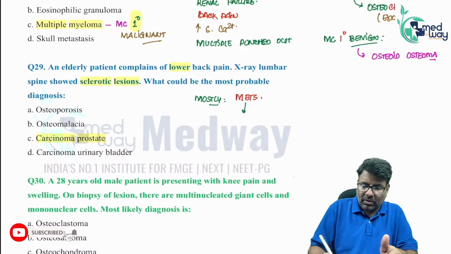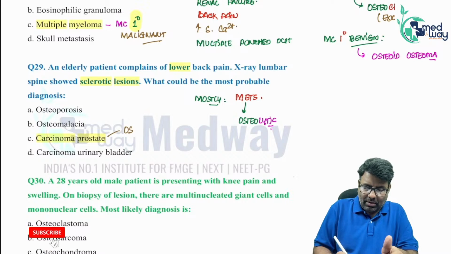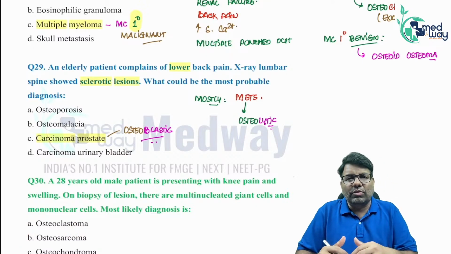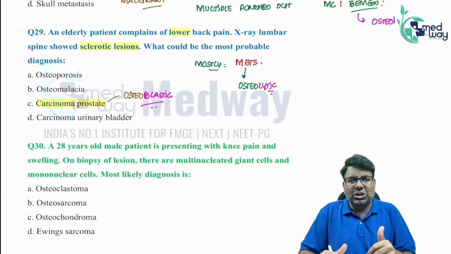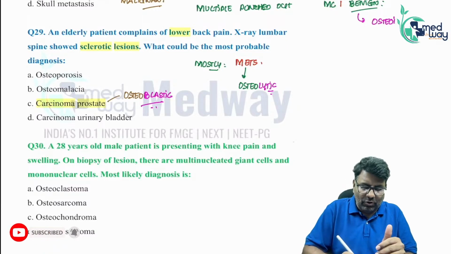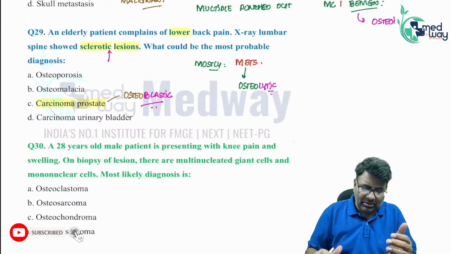Metastasis is lytic. But in carcinoma prostate, it is osteoblastic. It is forming new bone, osteoblastic. So one very unique fact. Remember, carcinoma prostate, the skeletal metastasis will be osteoblastic, and therefore, if you do X-ray, you will see sclerotic lesions. And we know that lumbar spine is one of the commoner sites of tumor metastasis.